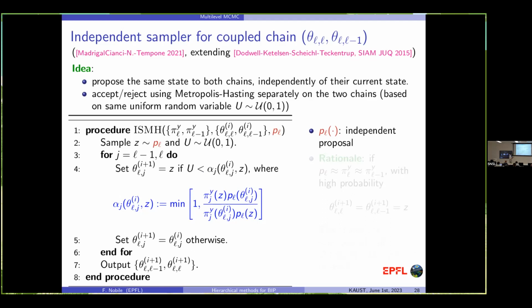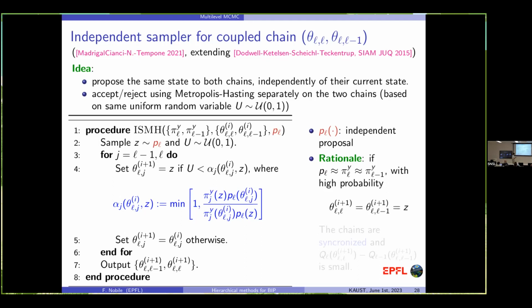So this is the final algorithm. If we want to advance from i to i plus one, we generate a candidate Z, and then each of the two chains runs the Metropolis-Hastings algorithm. By this mechanism, it should be quite obvious that each chain is targeting the correct marginal, because if you just look at one chain, it looks like a Metropolis-Hastings with independent sampler. The coupling comes from the fact that they are proposing the same state to both.